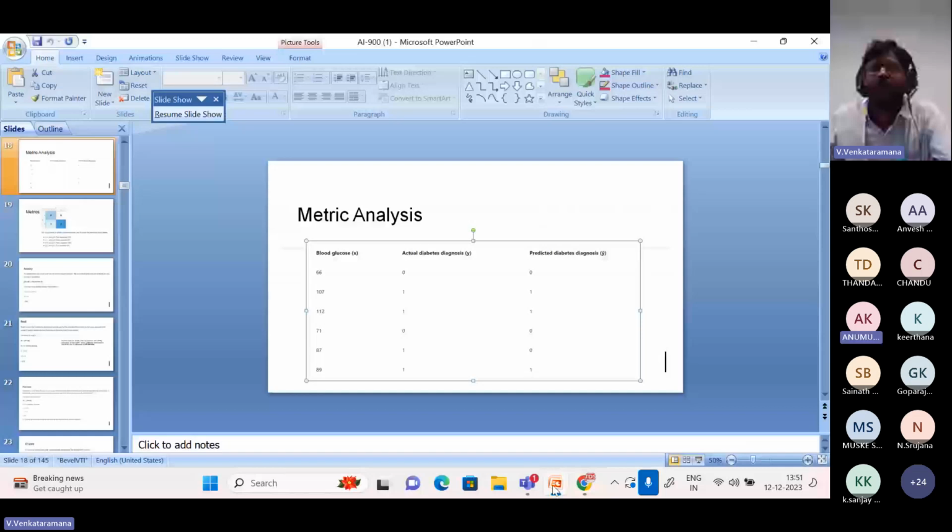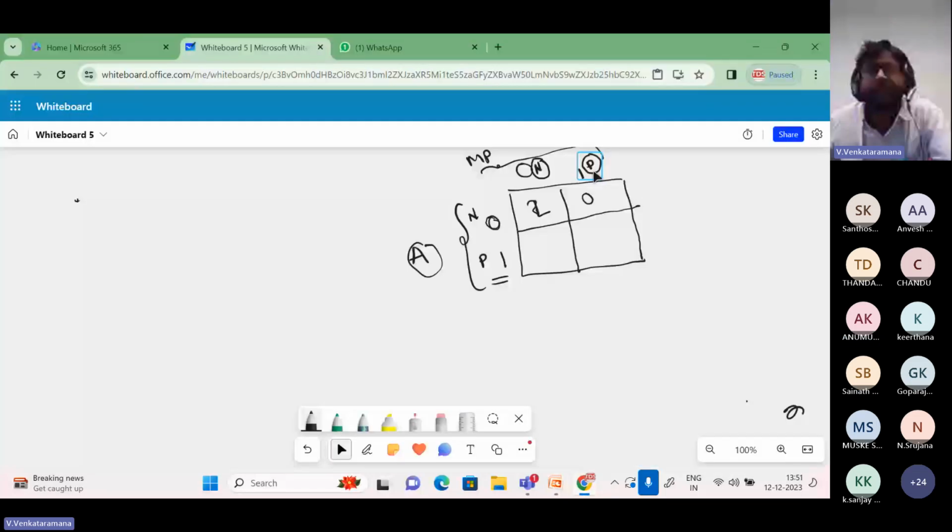Now what does this cell represent? 0, 0 means actually he's not a diabetic, and the model also predicts he's not a diabetic. How many such samples are there? You can see here, this is the first sample and this is the fourth sample. These are the 0, 0 samples. So there are 2 samples. Here I'm writing the 2.